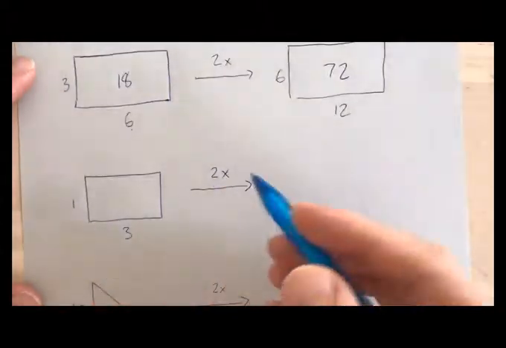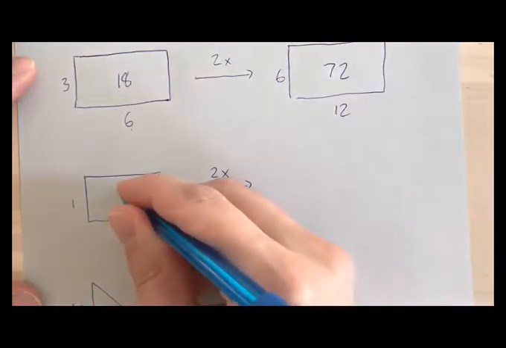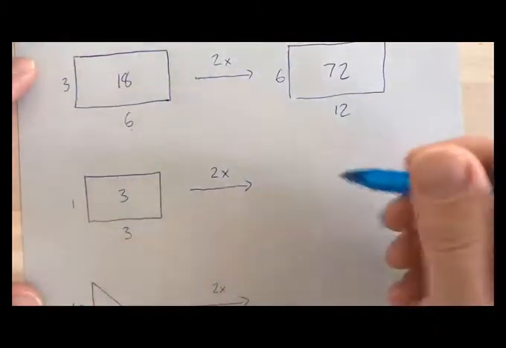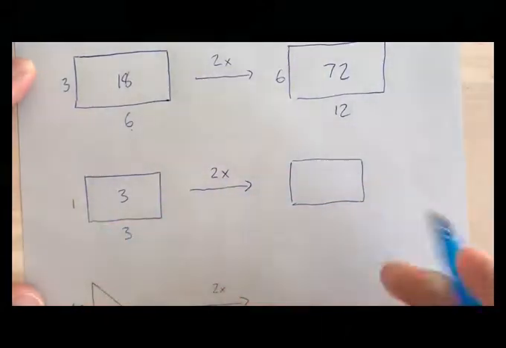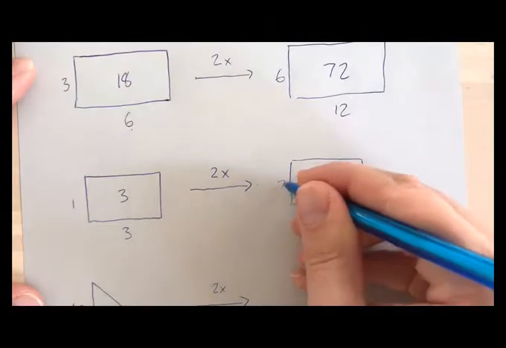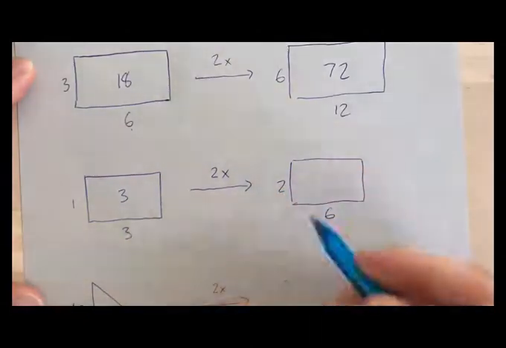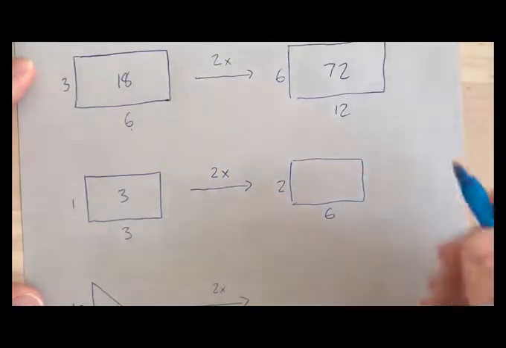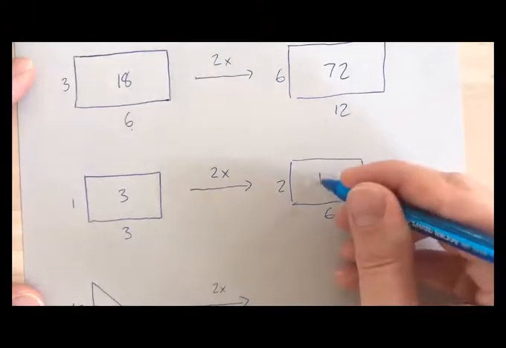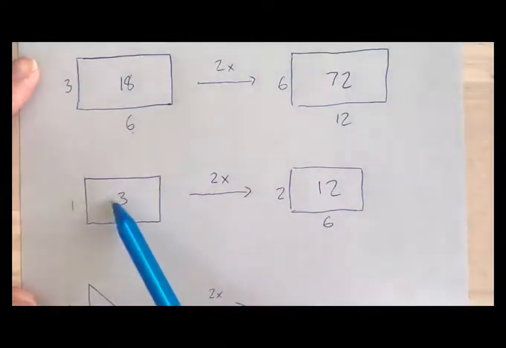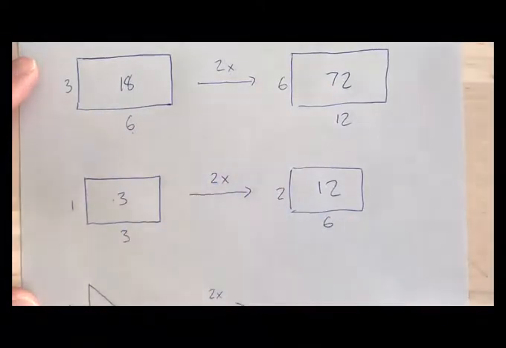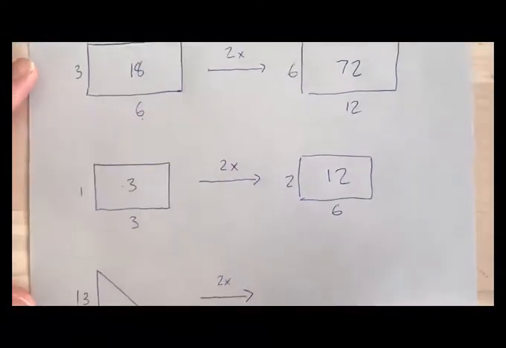So 1 times 3, that area is 3. If I made this shape 2 times bigger, multiplying both of these times 2, this would become a 2 and this would become a 6, right? The area for this would be 2 times 6, which is 12. Now, again, 3 times 2 is not 12, so something else must be going on.